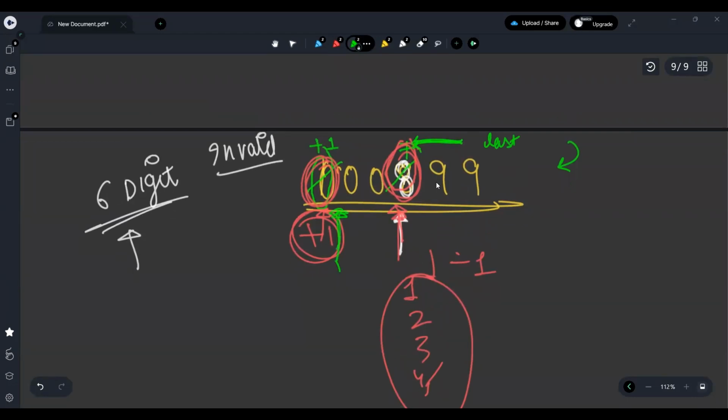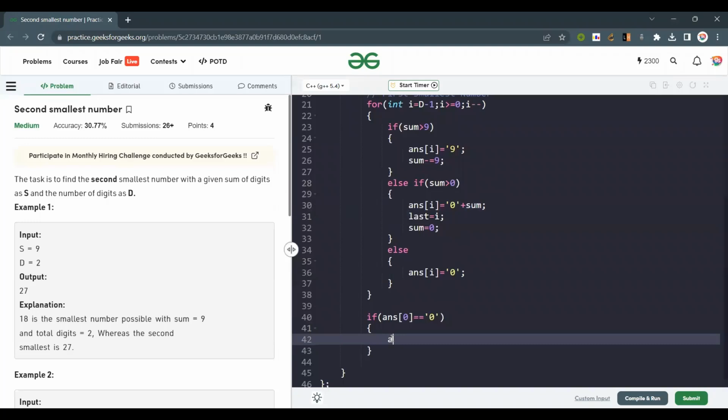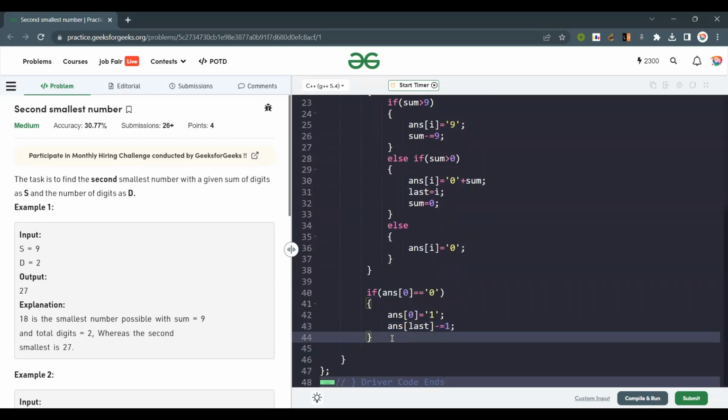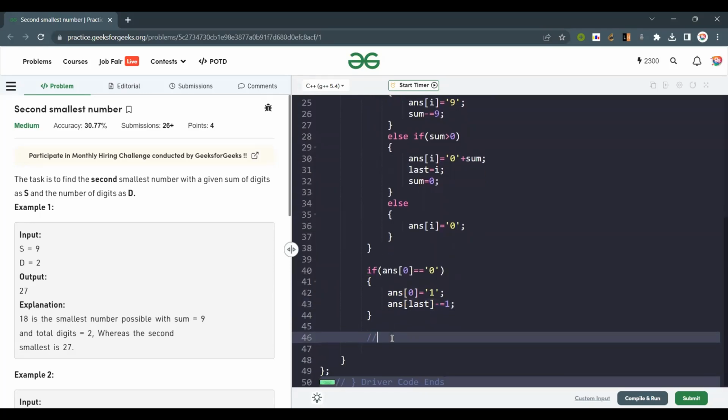This is the 0th position. So we will do array of 0 plus 1, and array of last minus equals 1. So what we will do? Answer of 0 will be equal to 1, we can add directly 1 also, and answer of last minus equals 1. So now the first smallest number is found.